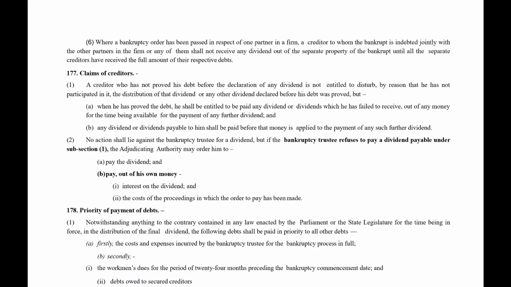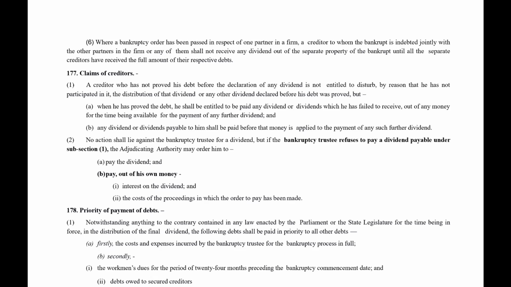But when he has proved the debt he shall be entitled to be paid any dividend or dividends which he has failed to receive out of any money for the time being available for the payment of any further dividend. Suppose one tranche of dividend was distributed earlier. Now before the second tranche is distributed to others, he will get his part. Any dividend or dividends payable to him shall be paid before that money is applied to the payment of any such further dividend. ठीक है.